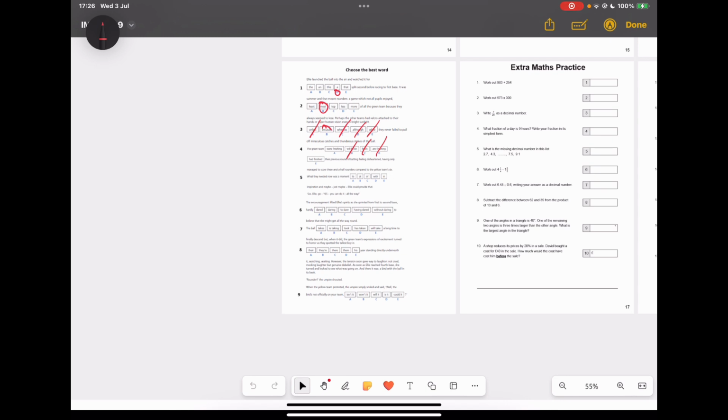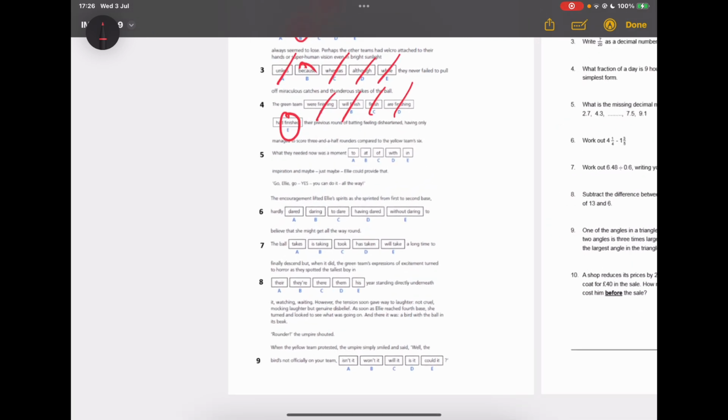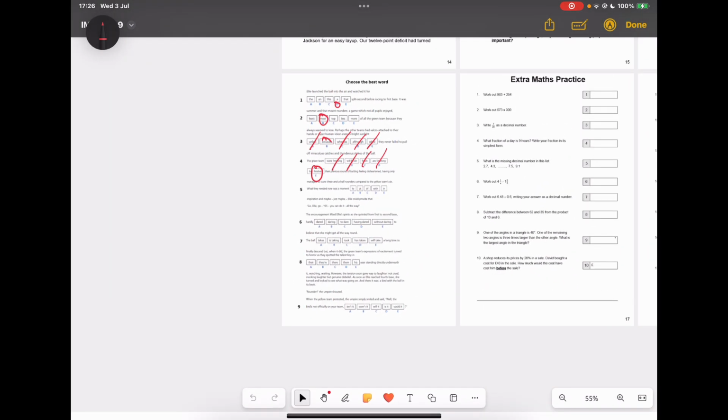So for this one, it is E. They had finished their previous round of batting. Okay, 5. What they needed now was a moment, something, inspiration, and maybe, just maybe, Ellie could provide that. Go, Ellie, go. Yes, you can do it all the way.